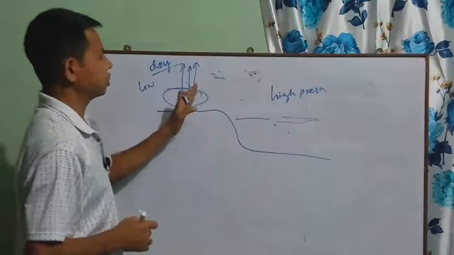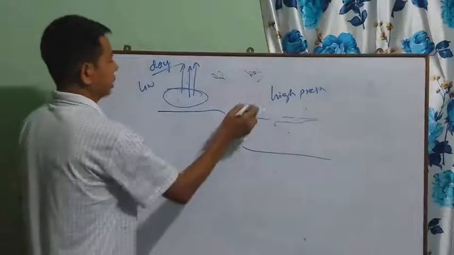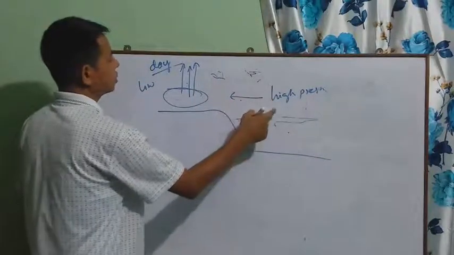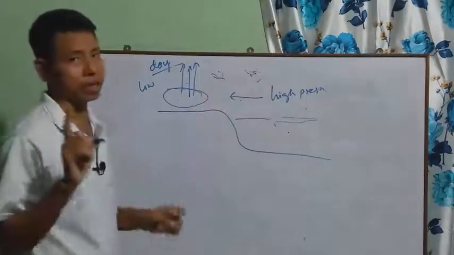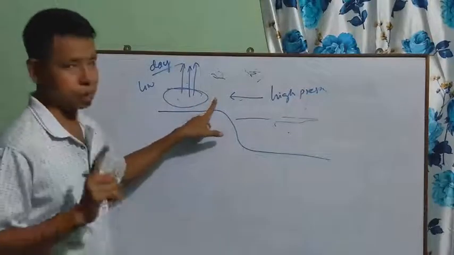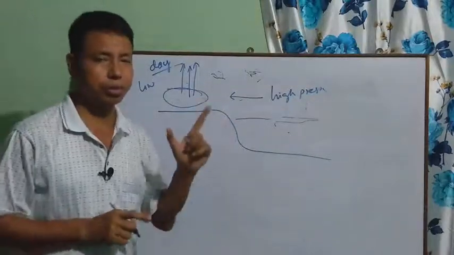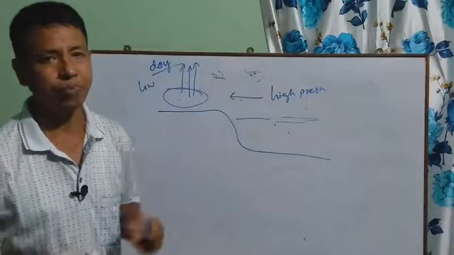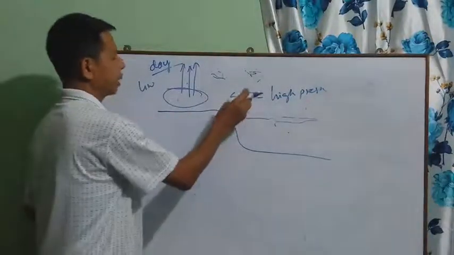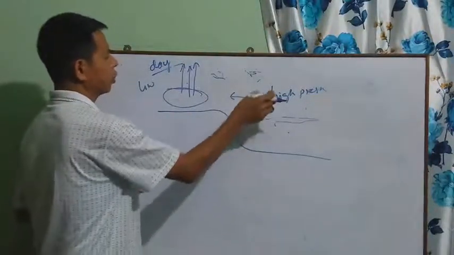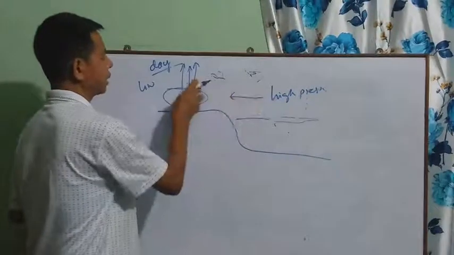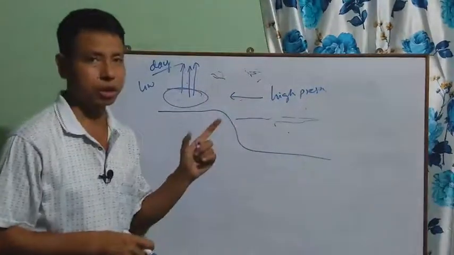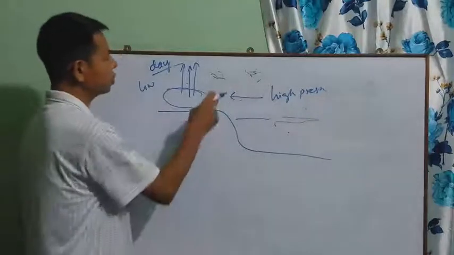So due to this difference in pressure, the air starts blowing from the sea towards the land area during the daytime. This is called sea breeze. So sea breeze takes place during daytime, and it is the movement of air, or a wind blowing from water to the land area. This one we call sea breeze. So how is it happening?